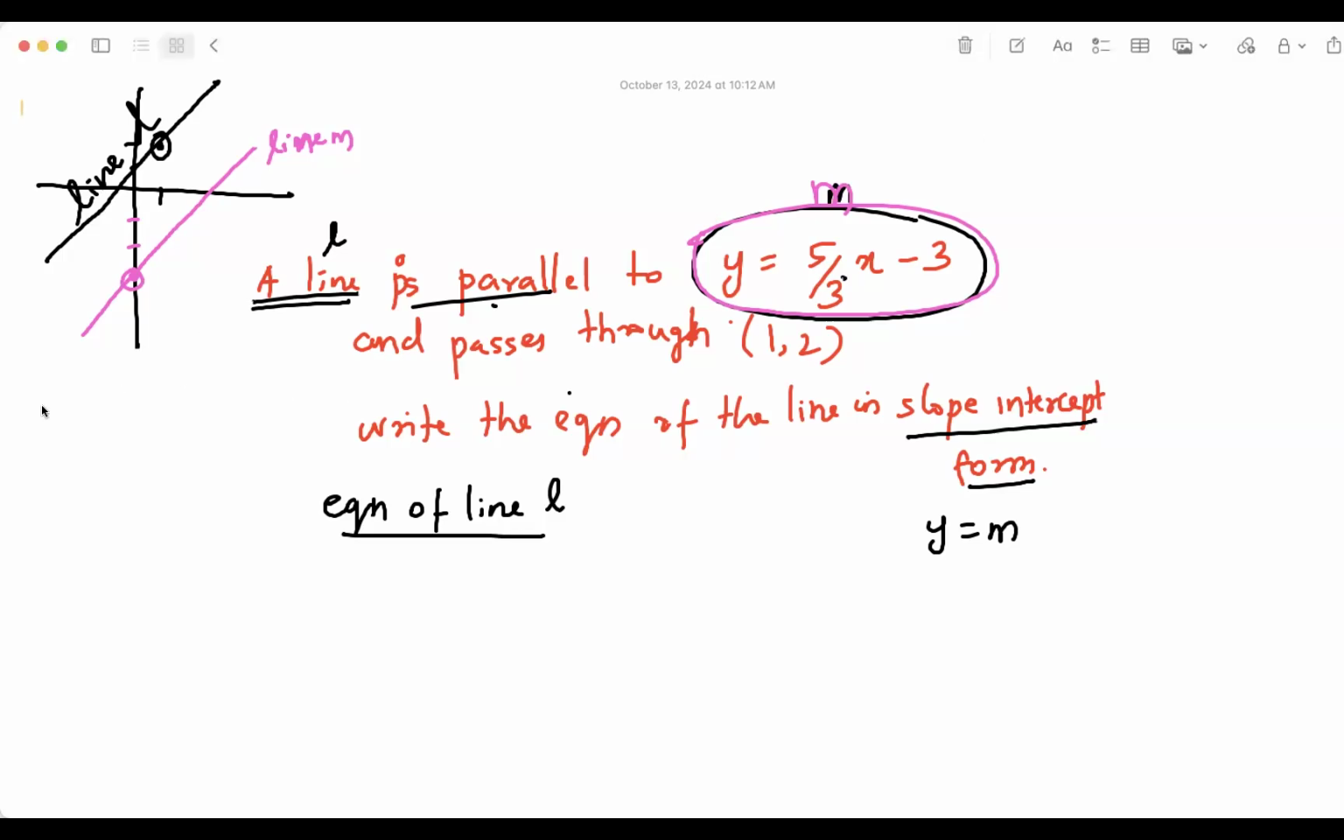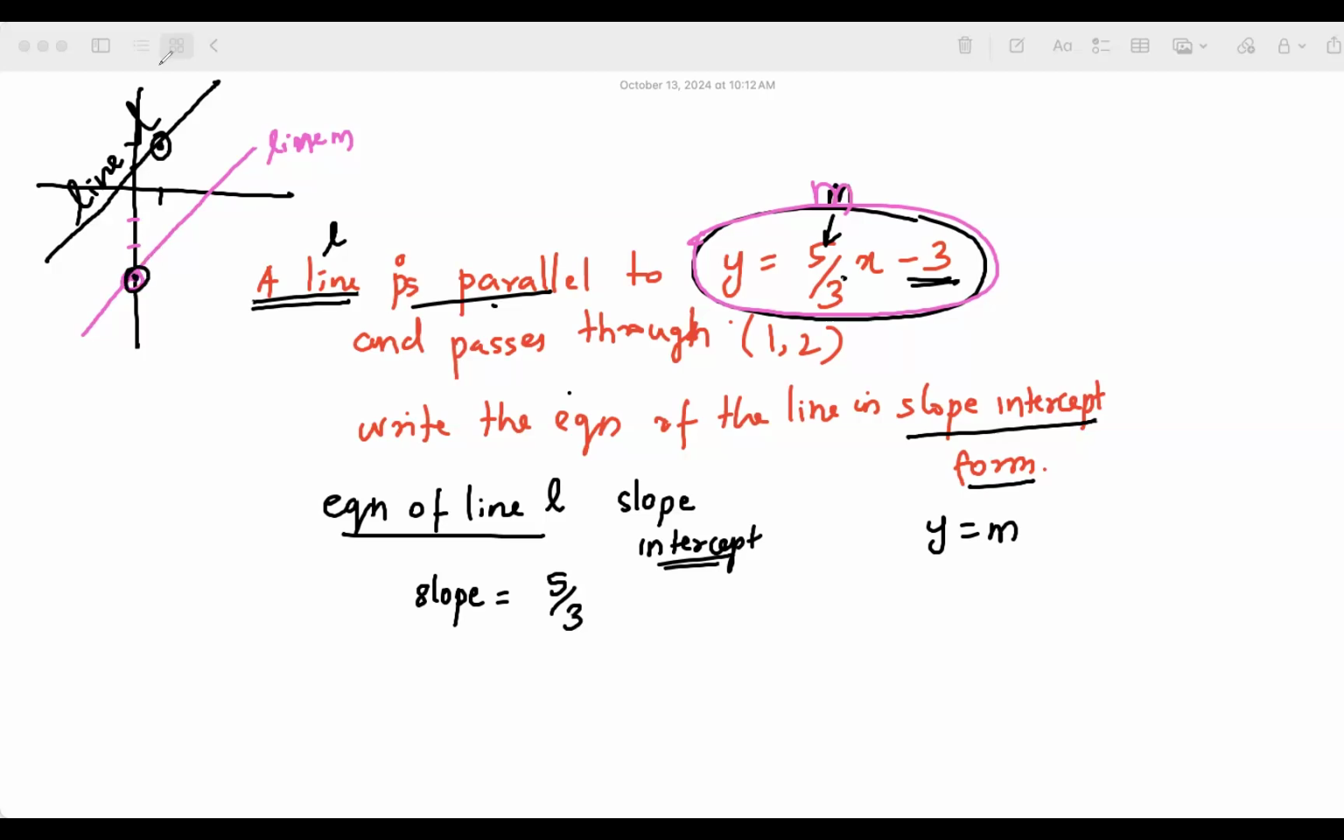I think I got it. Okay, great. Now, for the equation of the line L, I need the slope and intercept. Nabiha, what is the slope of the line L? Minus 3. Slope, this is M, right? Oh, sorry. 5/3. 5 over 3, correct. And I don't know the intercept. I can't take this as the intercept because they're parallel. We're never going to meet, right? So this intercept might not be the intercept of the line that I need. So I need to find that.